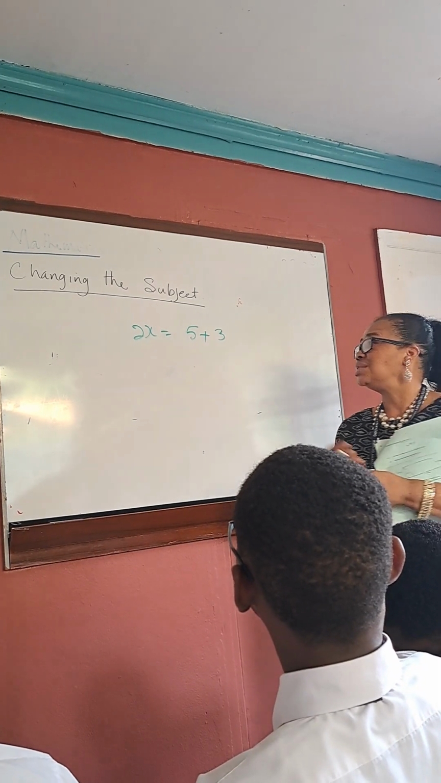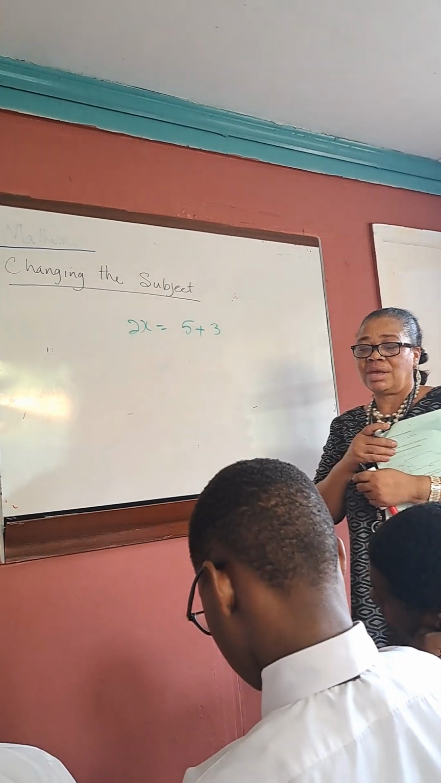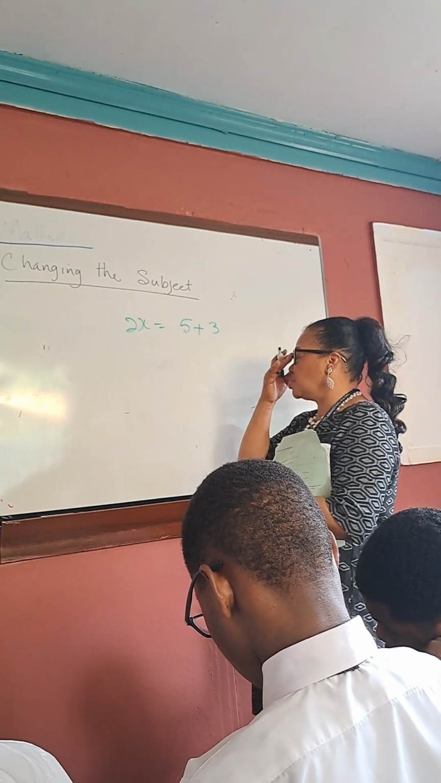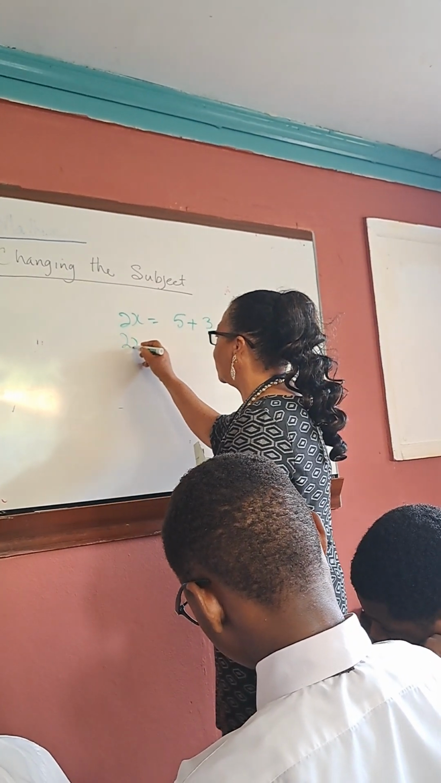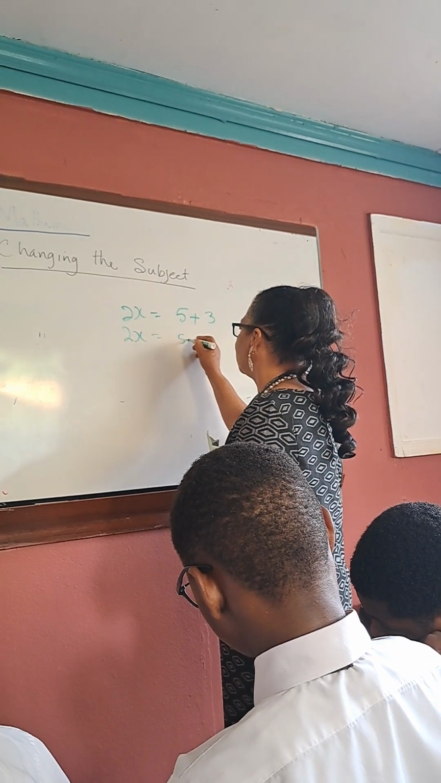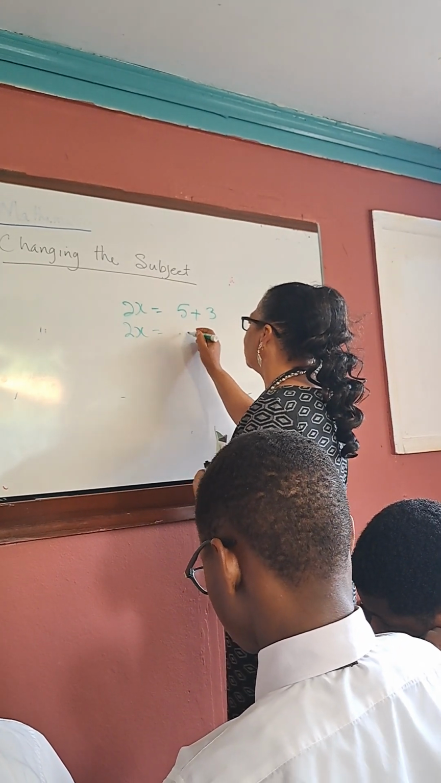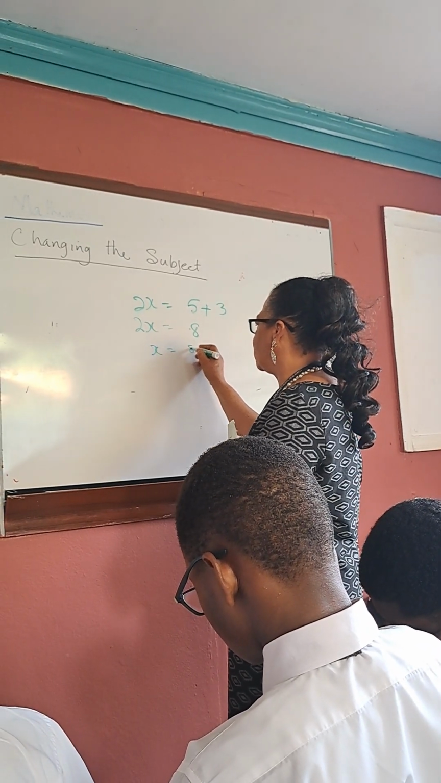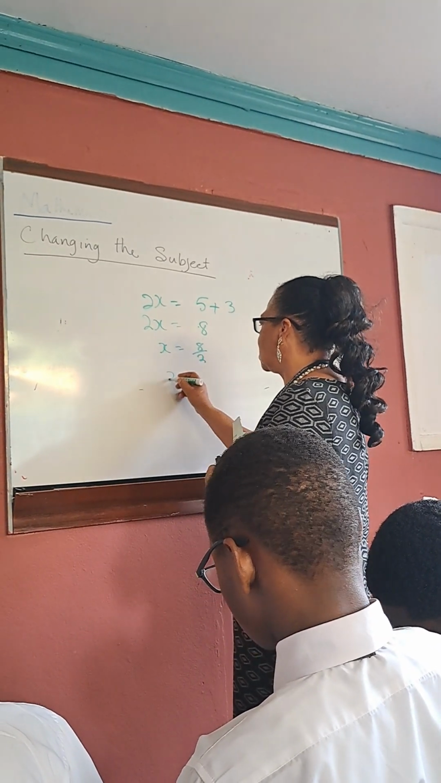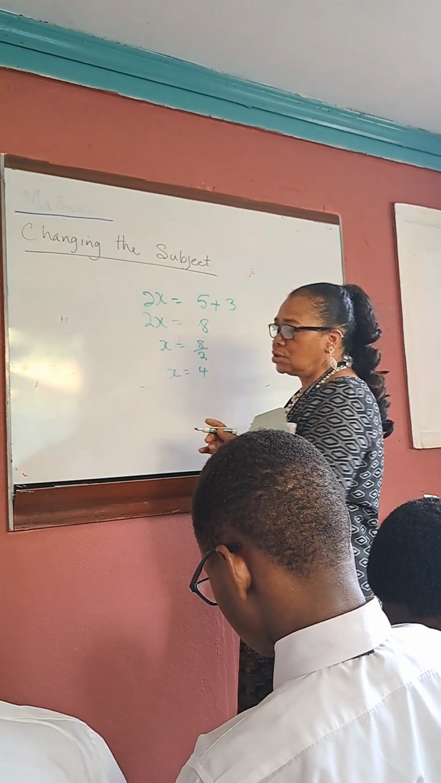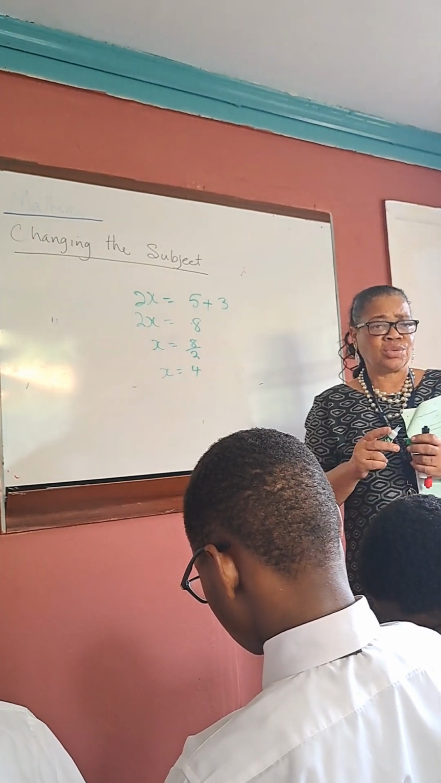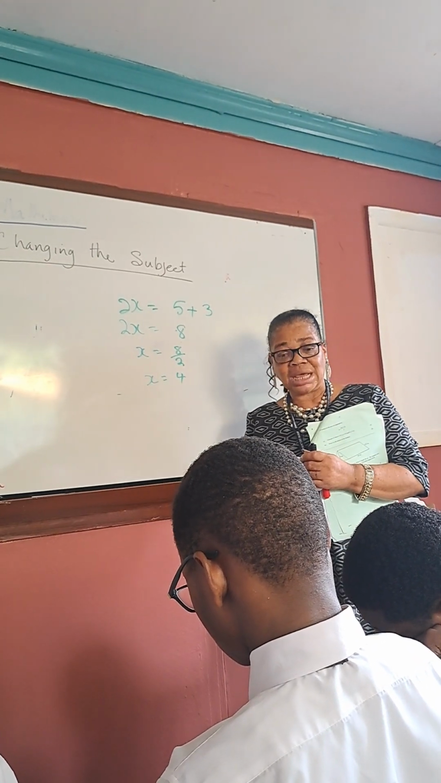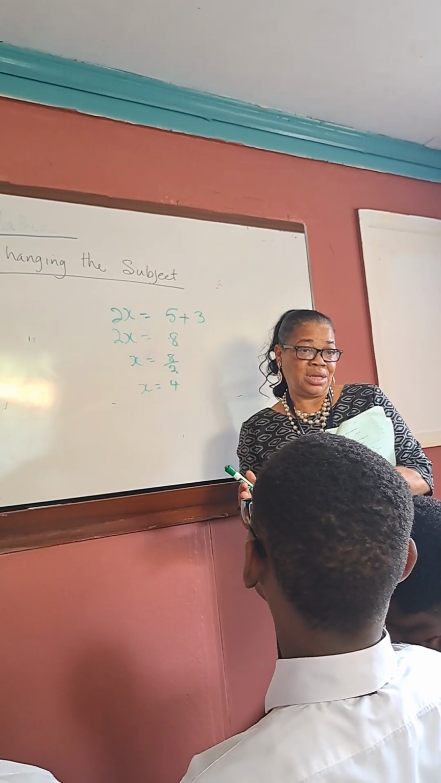Yes, ma'am. Now let's see if we could solve this equation and find the value of x. x equals 4. But how did you get x equals 4? Because 2x is equal to 5 plus 3, and 5 plus 3 is equal to 8. So x is going to be equal to 8 divided by 2, so x is equal to 4. That's a simple equation.